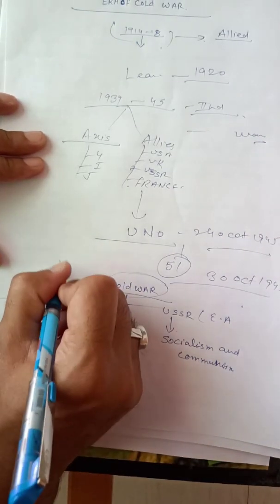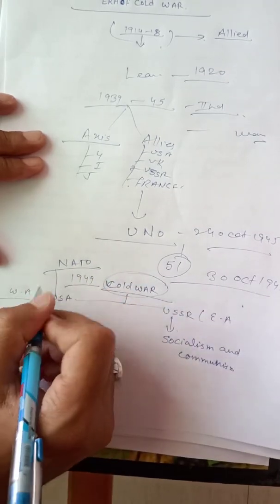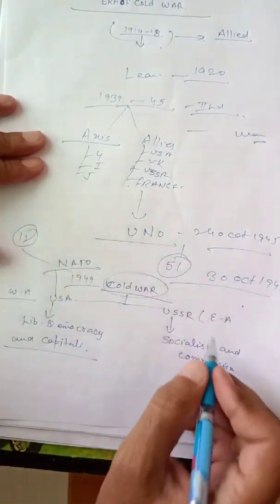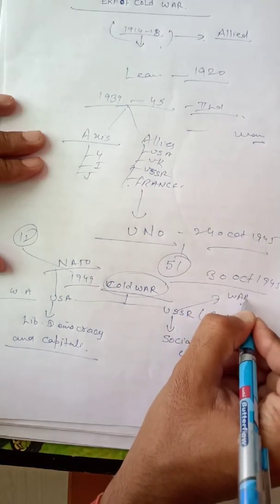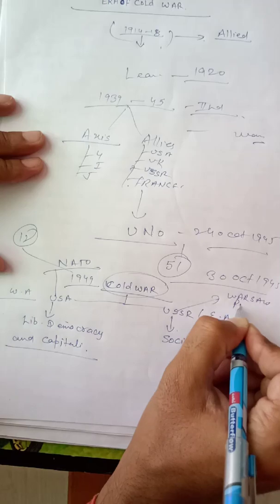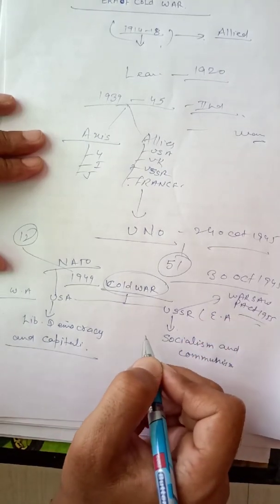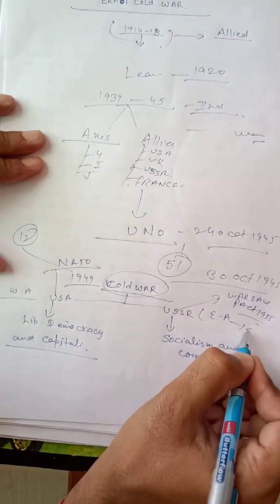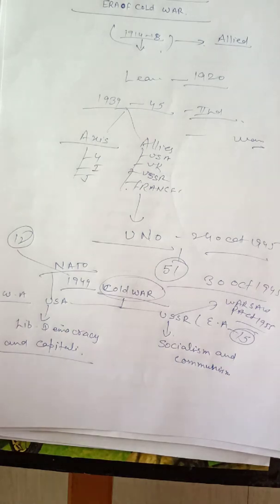USA formed NATO, North Atlantic Treaty Organization, in 1949. There were 12 member countries, and USSR formed the Warsaw Pact in 1955. And how many member countries? 15. So Cold War was the tension between the two superpowers, United States of America and Union of Soviet Socialist Republics.